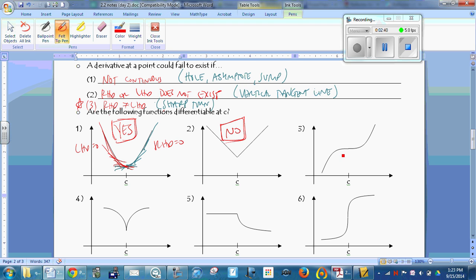And then number 3, for this one, left-hand slope is positive, and it's gradually getting less and less steep as we approach c, and it's approaching a slope of 0. Right-hand derivative, positive, as we get closer and closer to c, less and less steep, and approaching 0 as well. So for this one, yes, it is differentiable.